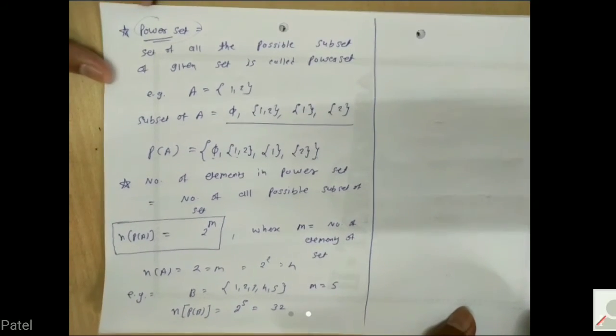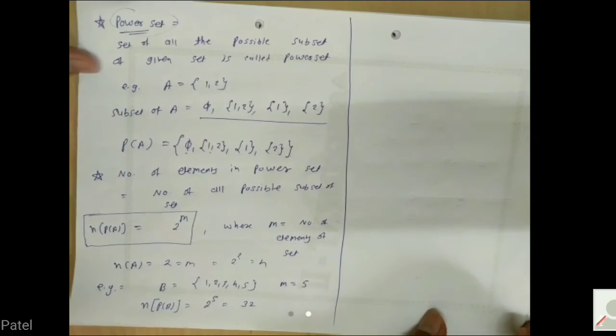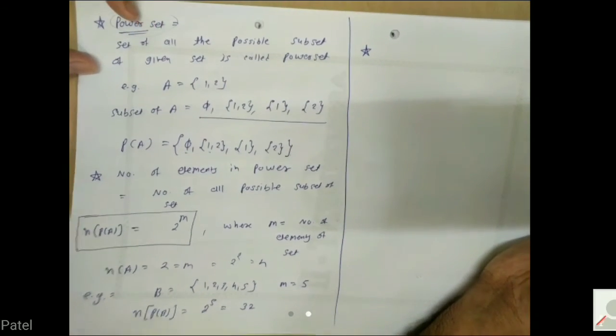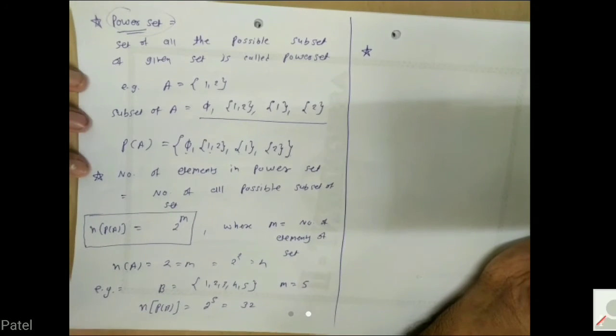Clear? Students, any doubt? The number of elements in a power set of a set is equal to the total number of possible subsets, and the formula is 2 raised to m, where m is the number of elements in a set.